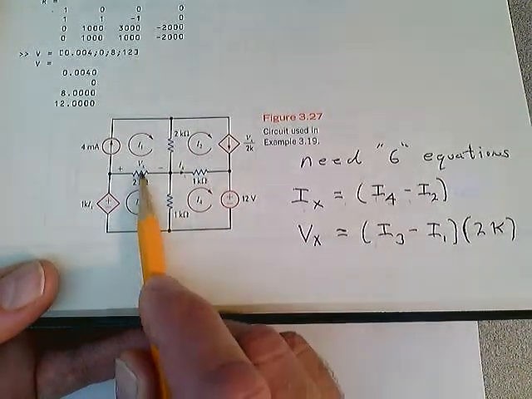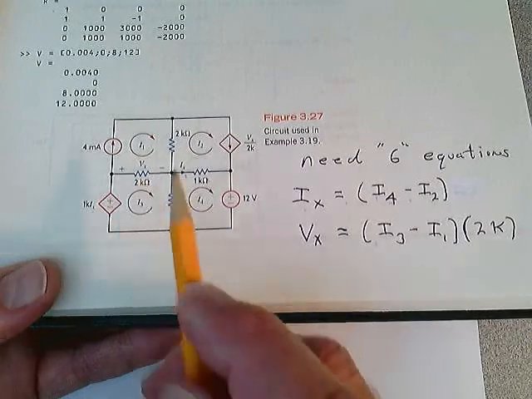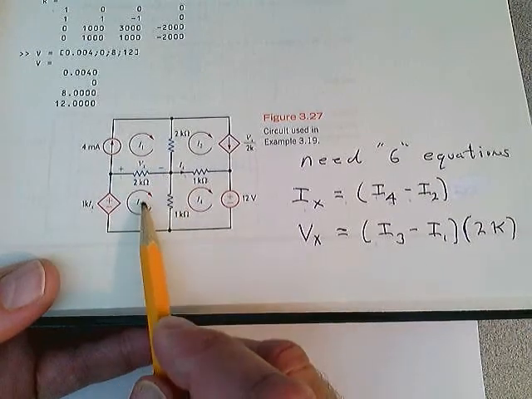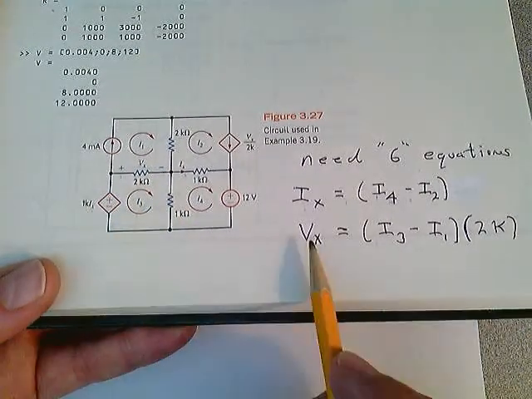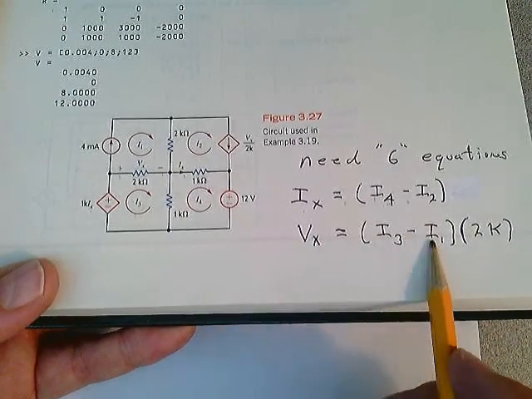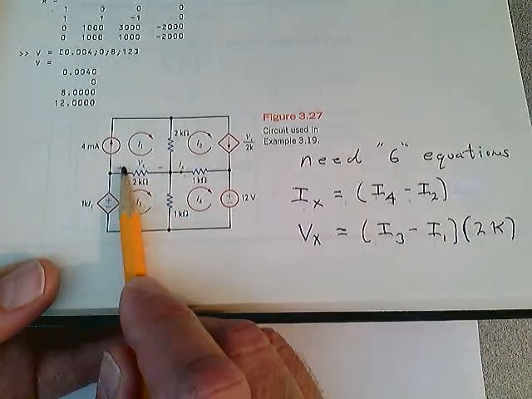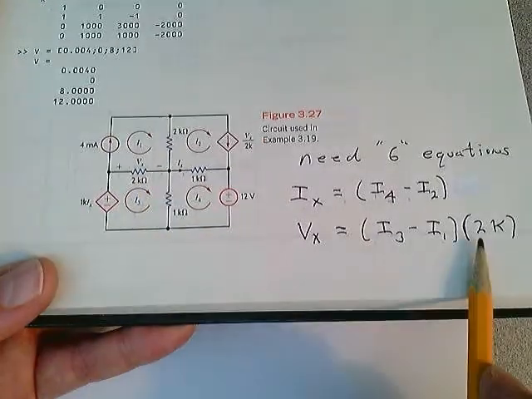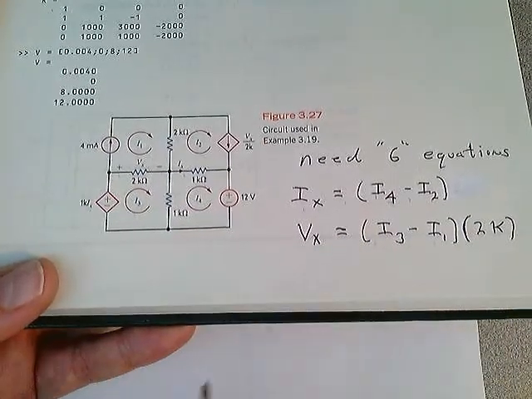The sixth equation is what's V sub x? V sub x is plus to minus, so the loop current has to be I3. V sub x is equal to I3 minus I1 times the 2K. They want voltage here, so you have to multiply it times the 2K. There are your two additional equations.